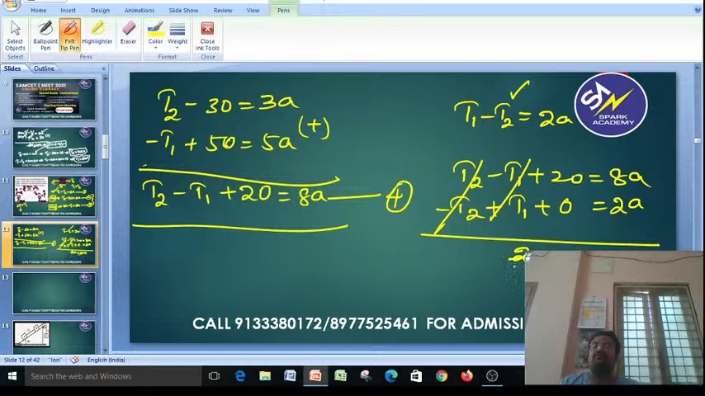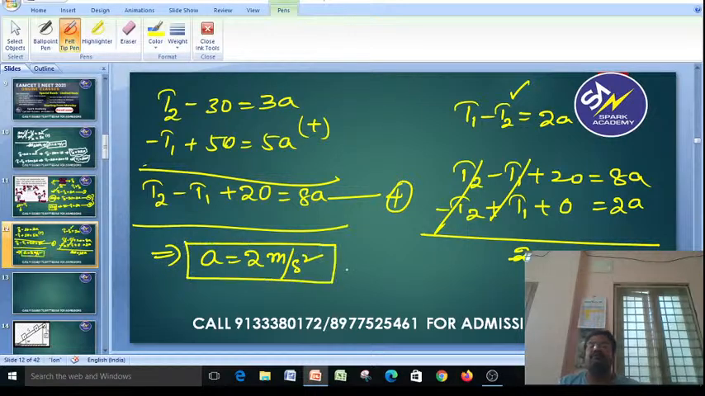Then 10 twos are 20. You will get the acceleration value equal to 2 meter per second square. Then you have to substitute the value of A in this case, and you will get the answer. So T1 minus T2 is equal to 2A. The value of A is 2, so you will get T1 minus T2 is equal to 4, and we have to check it and substitute the values.